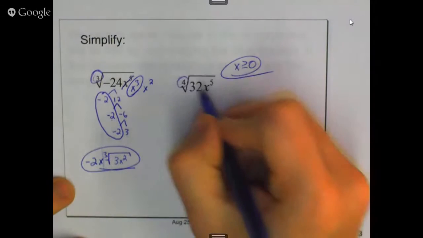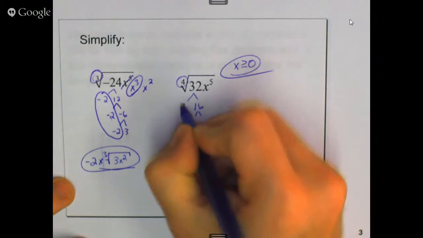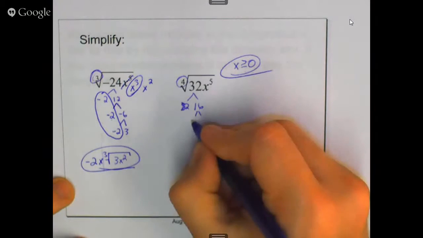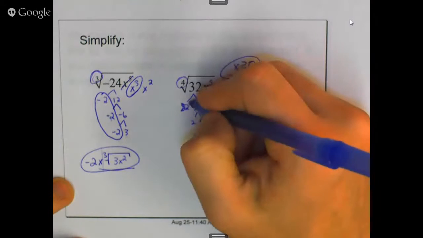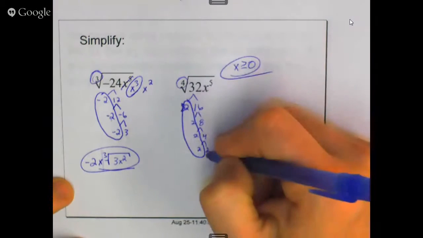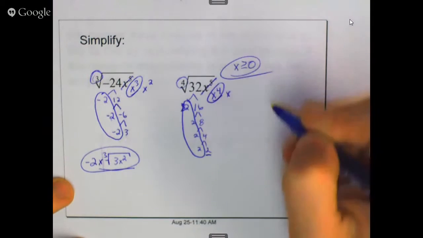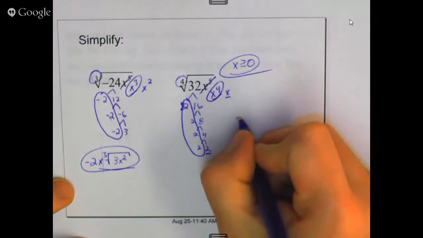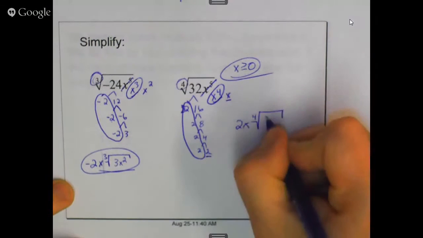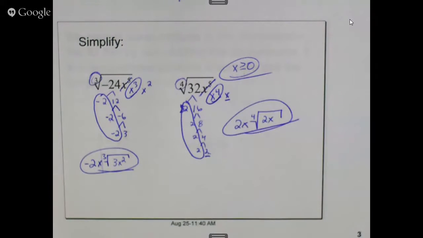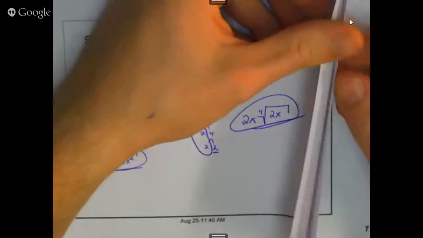So here I need a group of 4. So I got 32. That's 3 and 16. Not 3. That's 2 and 16. That's 2 and 8, 2 and 4, 2 and 2. So I need a group of 4. That's 1, 2, 3, 4, and 2 left over. X to the 5th becomes x to the 4th, x. So there's a group of 4 with 1 left over. So I'm bringing out a 2 and an x, and I have the 4th root of 2 and an x left underneath with this. And I can equal 0 because I don't have an x on the bottom anymore.